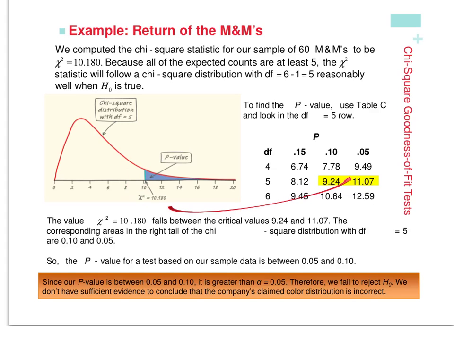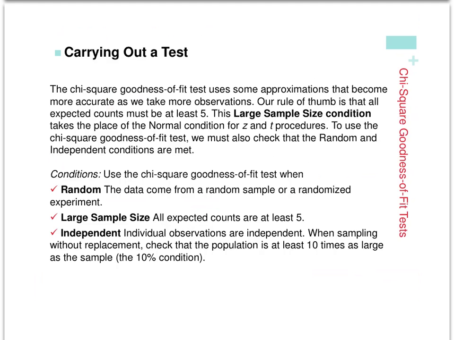Now you can use the table. So this is them using the table, which is on the formula sheet, and looking up what that means. With 5 degrees of freedom, a chi-squared test statistic of 10.18 would fall between 9 and 11. So that means the p-value is between 5 and 10%. Based on this, we are going to fail to reject the null hypothesis, as it says here, because the p-value is greater than 5%. You can also do a chi-squared CDF in your calculator and get the exact p-value. So this is how you carry out the goodness of fit test.